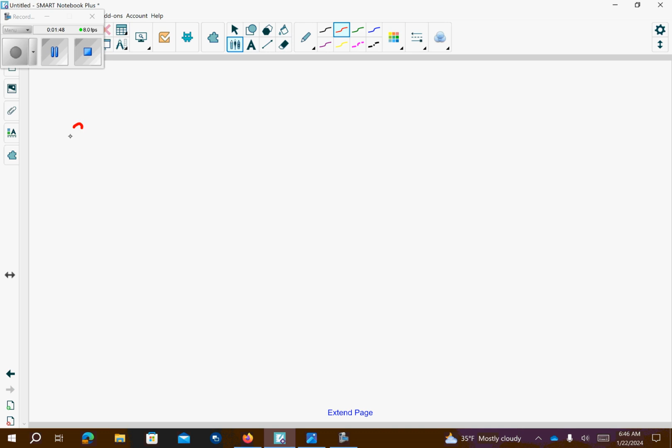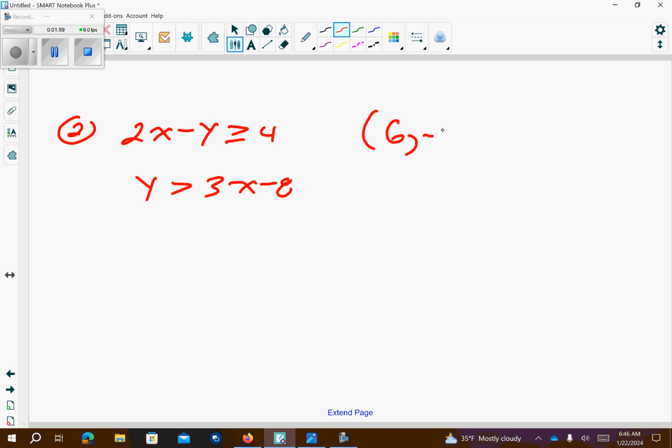Number 2, again, we have the inequality. So we have 2x minus y is greater than or equal to 4. I have y is greater than 3x minus 8. I have the point (6, -1). Realize that I have the inequality signs here, so I'm looking for true or false statements. So I have x and y. This is going to be 2 times 6, which is 12, minus negative 1, which is positive 1. So is 13 greater than or equal to 4? This is yes. This works.